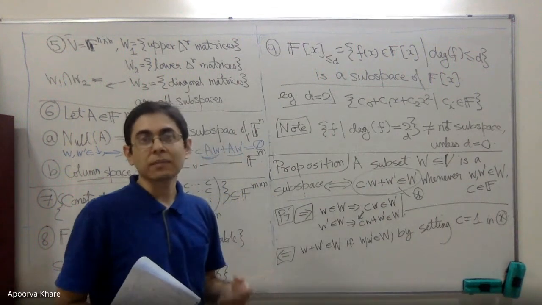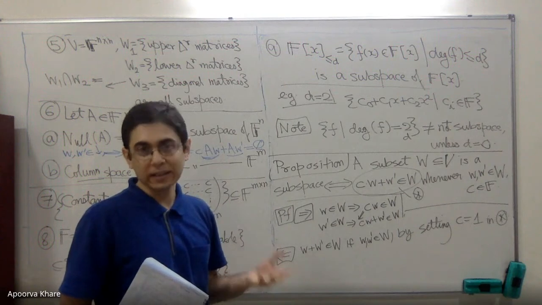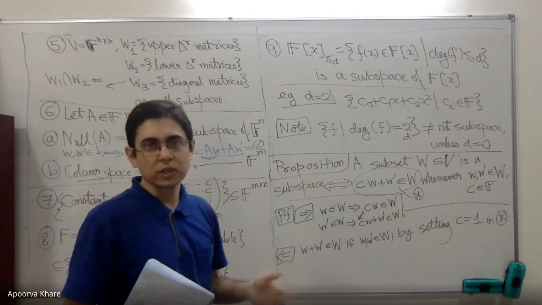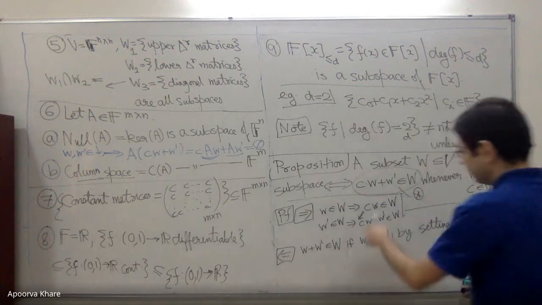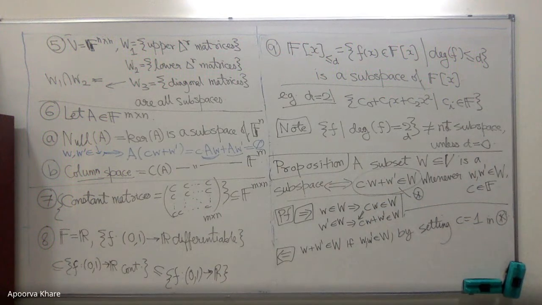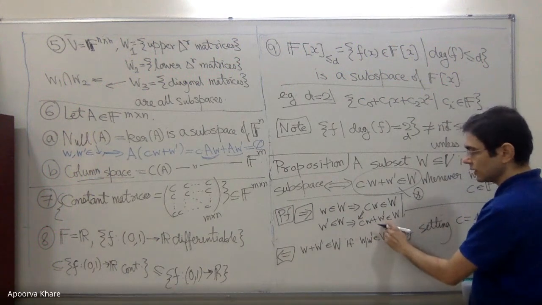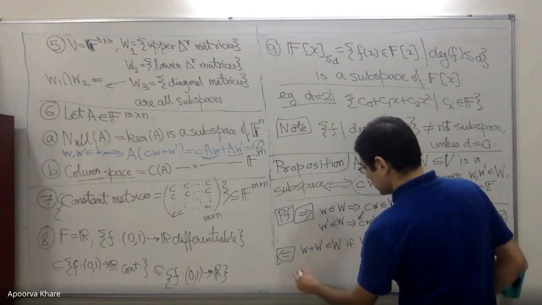What else must I check? I must check it's closed under scalar multiplication and negatives, and then the zero vector. So okay, fine. This is one thing. Secondly, set C equals -1 and W equals W prime.